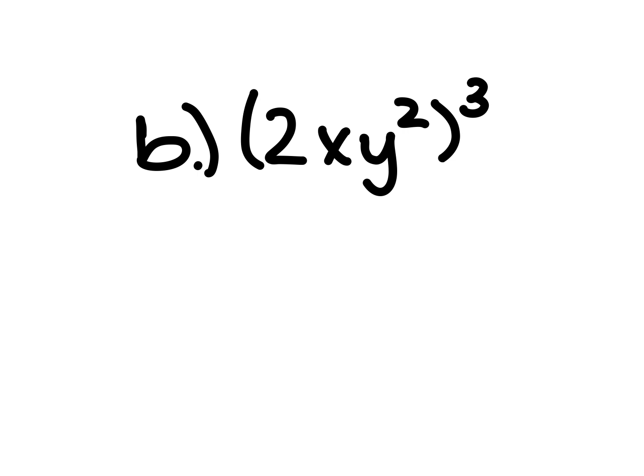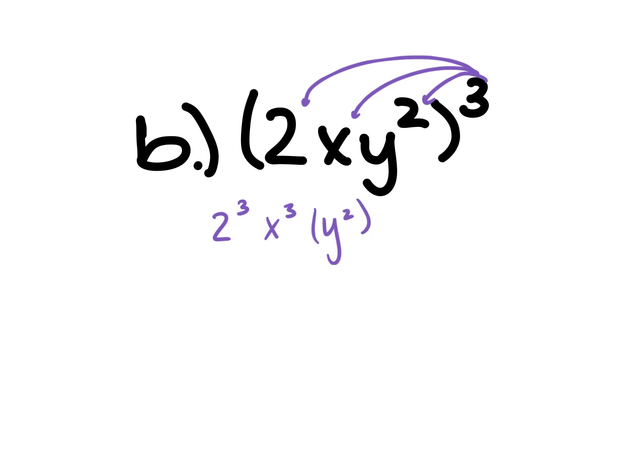So we have multiple terms inside of our parentheses. They're being multiplied, so we can distribute the exponent to everything inside the parentheses. So we have 2 to the third power, x to the third power, and y to the second power to the third power. What is 2 to the third power? 2 times 2 times 2. 8. Awesome. Then we have x to the third power, and then y squared to the third power.